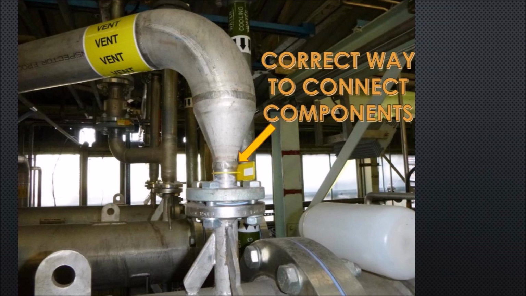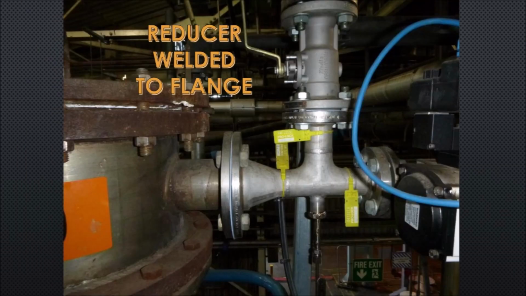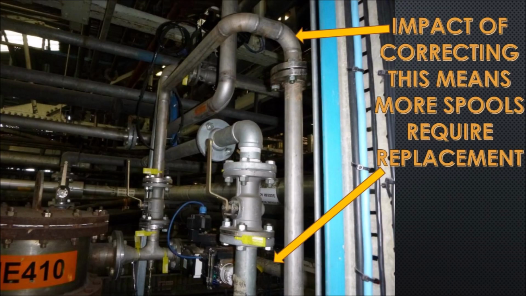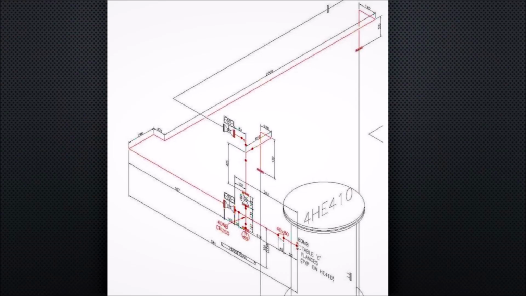An example of this is shown here, where the T requires replacing with a cross as the new upgraded instrument in the same size as the pipe at 40 nominal bore. But since the reducer is welded directly onto the flange, the replacement spool cannot be fabricated in the same manner, so this creates a knock-on effect where more spools must be replaced to create this additional 50 mm. Here it is shown in ISO layout format.